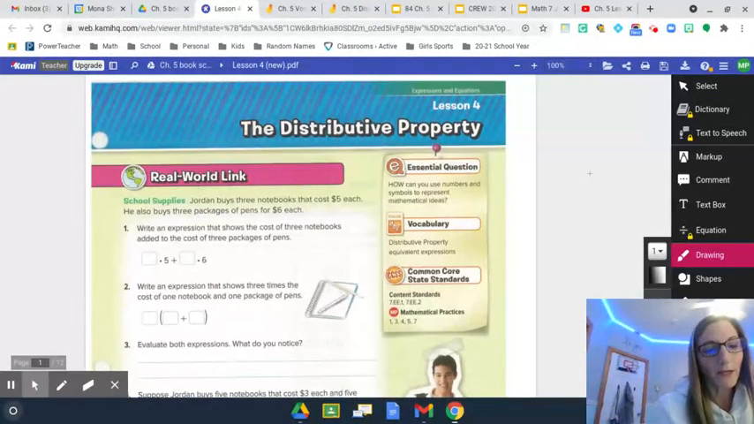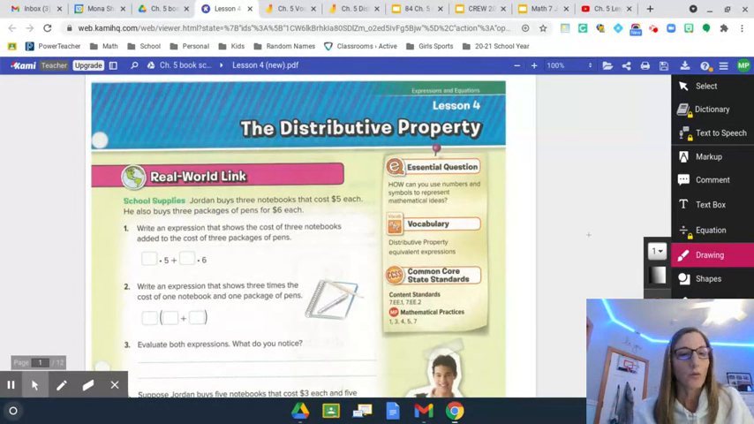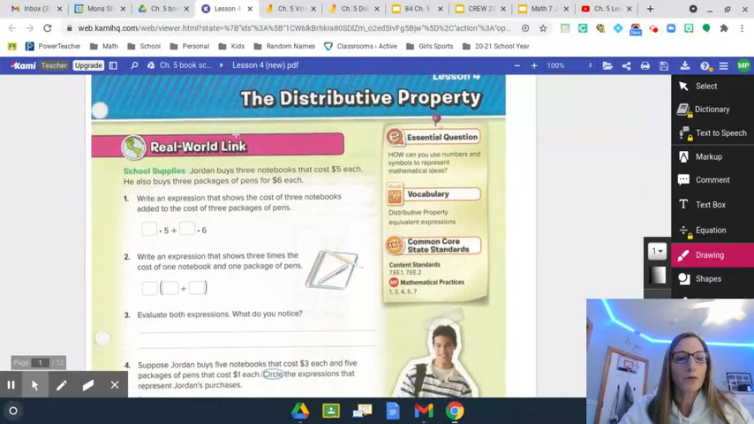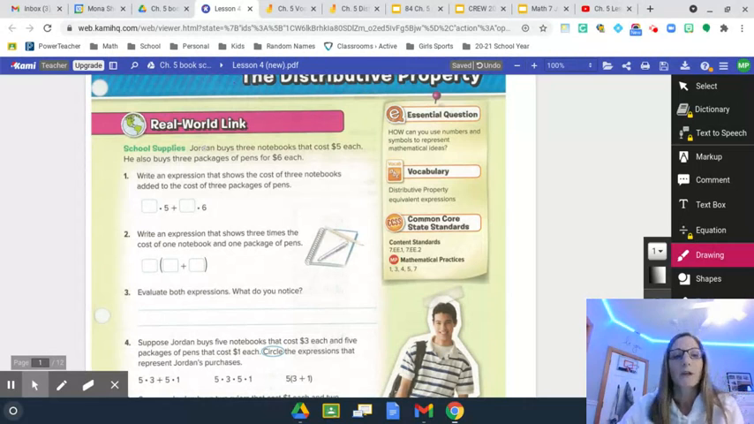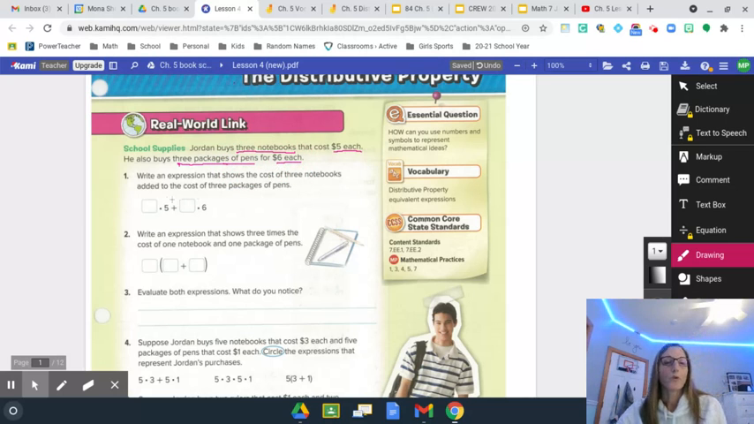Okay, so welcome back. We're on page 375. And so we're going to start to take a look at lesson 4 inside the book and look at a few examples. So let's take a look at this real world link. This is really what we were just talking about in your notebook just a few minutes ago, just a different example. So school supplies. Jordan buys 3 notebooks that cost $5 each. He's also going to buy 3 packages of pens for $6 each. So write an expression that shows the cost of the 3 notebooks added to the cost of the 3 packages of pens. So the 3 notebooks, $5 each.